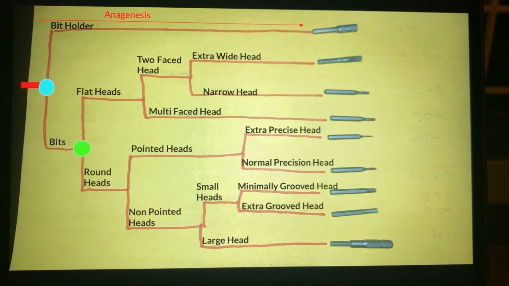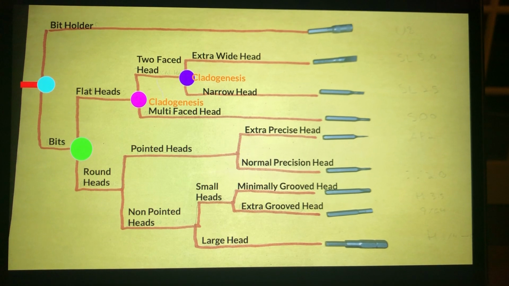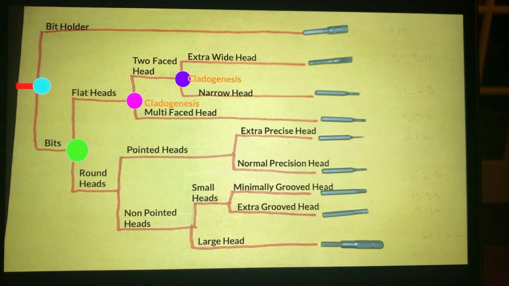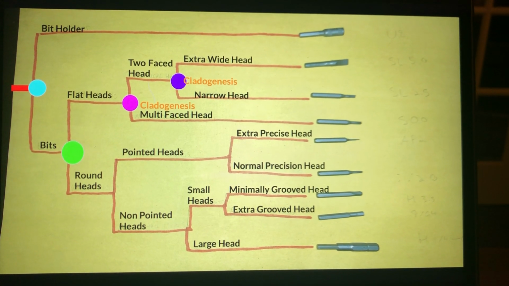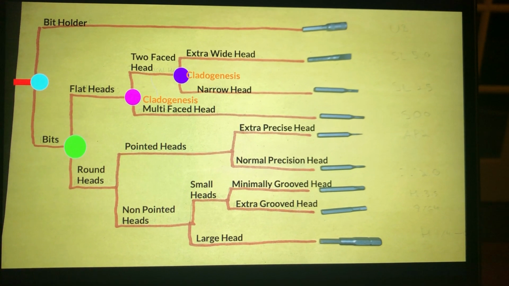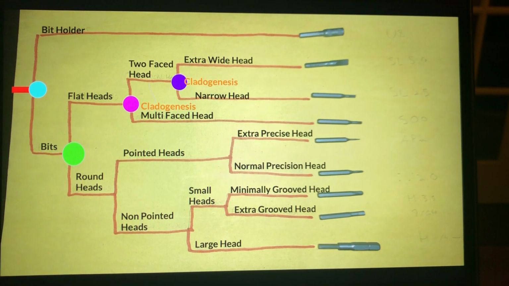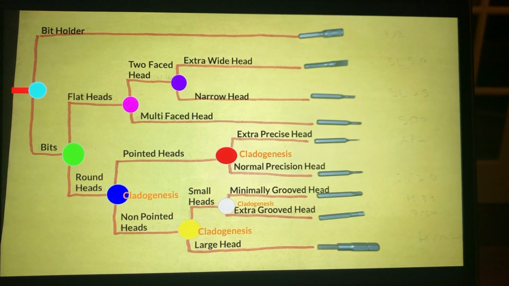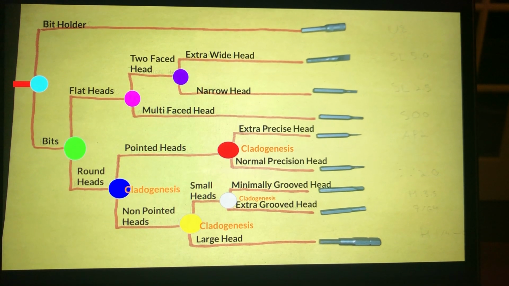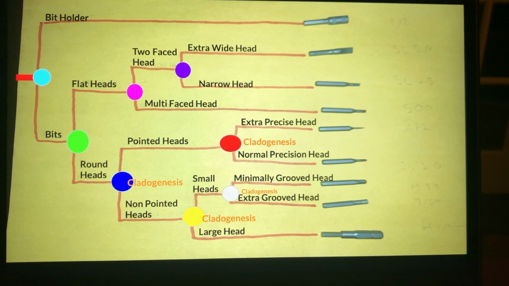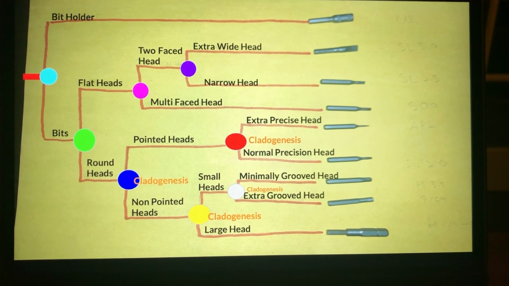Going up the flathead branch, we can see that cladogenesis occurs to produce two separate groups, two-faced heads and multi-faced heads. The two-faced heads diverge again into wide and narrow subtypes, while this third head in the flathead group differs since it contains more than two faces. For the rounded heads, we see that cladogenesis occurs where we see branching between pointed heads and non-pointed heads, the internal node of which is denoted by the dark blue circle.